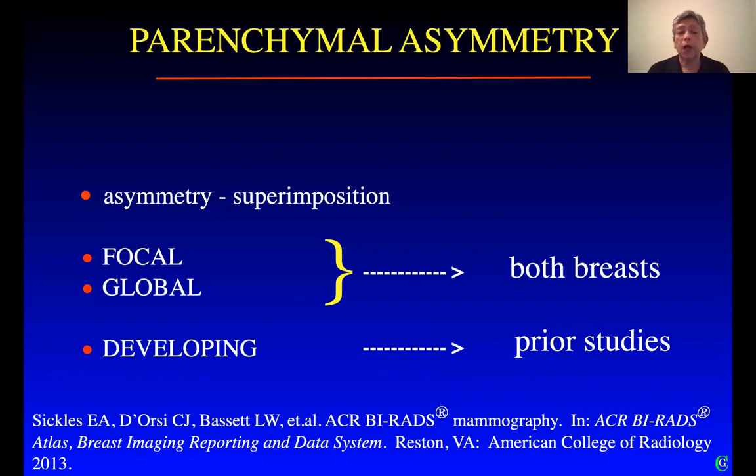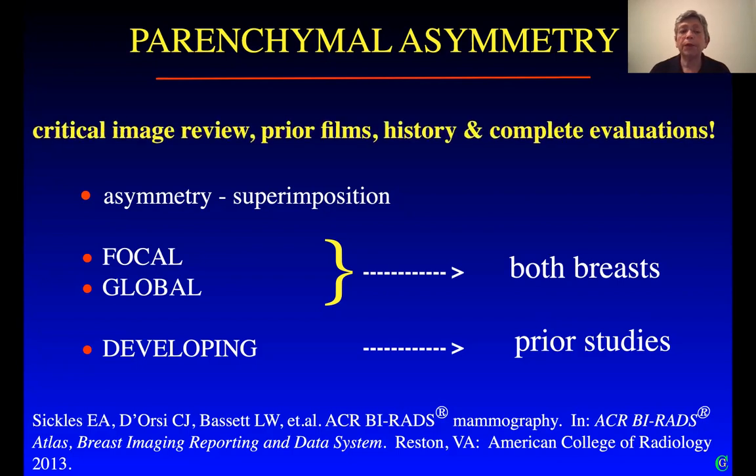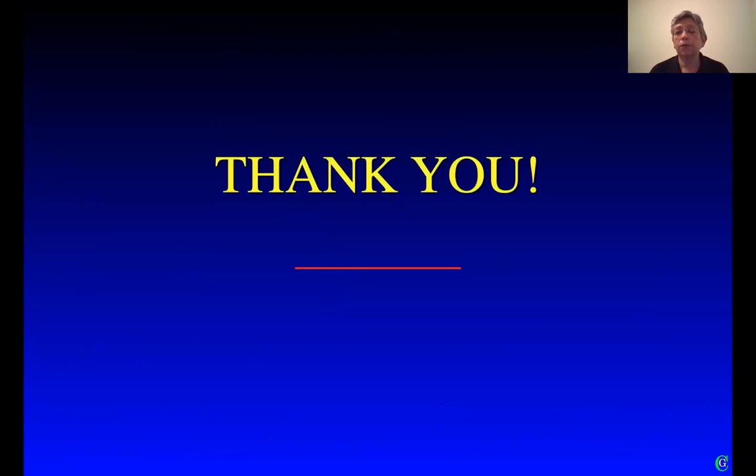So in conclusion, what we have discussed are asymmetries, superimpositions that you can establish on your standard views by comparing one breast with the other, by looking for location, looking for size, the focal and global parenchymal asymmetries, and most importantly, the developing asymmetry having prior studies. I have given you concepts for evaluating these, for how these are defined, and what's an appropriate management. And please keep in mind, you have to have critical image review, prior films, history, and complete evaluations. Thank you very, very much.